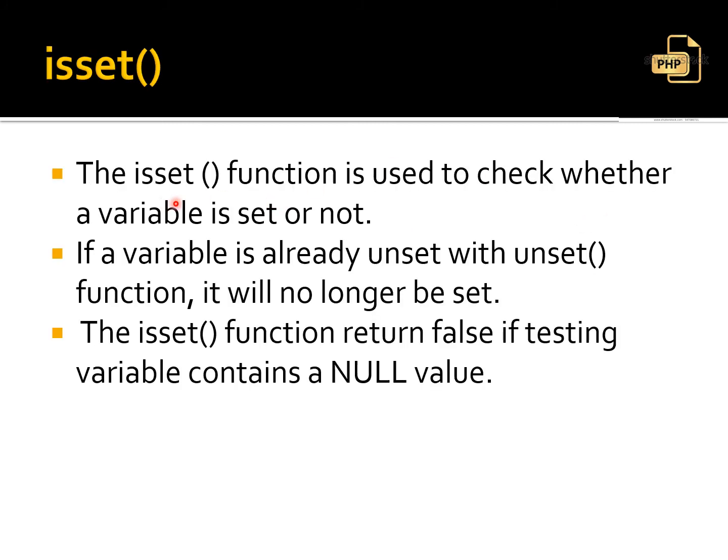Now we can see the isset function. The isset function is used to check whether a variable is set or not. If a variable is already unset with the unset function, it will no longer be set. The isset function returns false if the testing variable contains a null value.